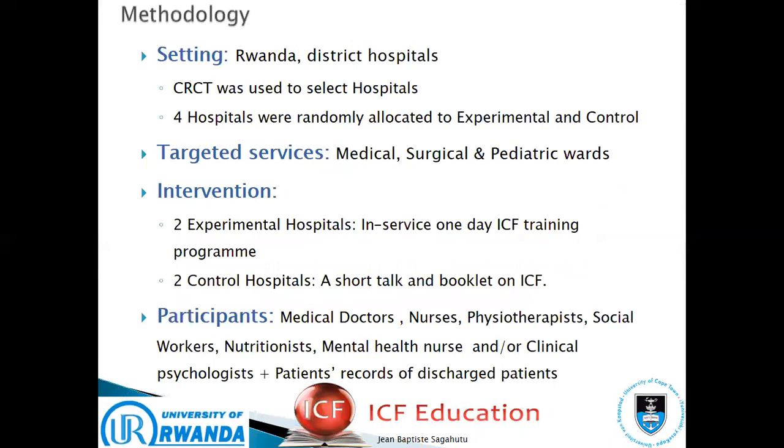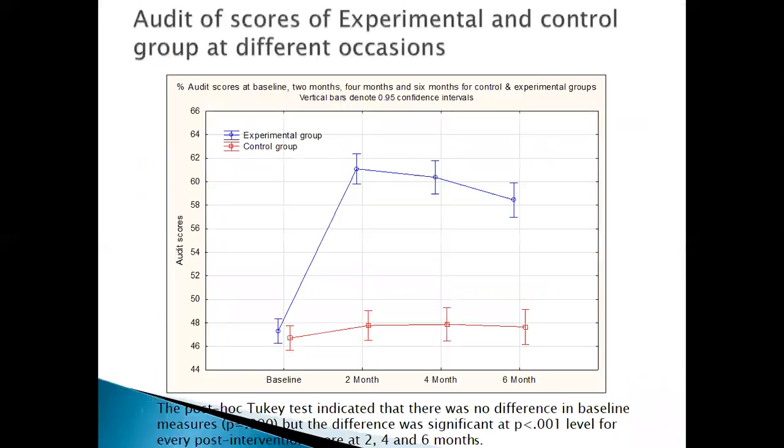It was done in Rwanda, specifically in the district hospitals. Four hospitals were selected, two in the experimental or intervention arm and two in the control arm. The intervention was an in-service one-day ICF training in interprofessional collaborative practice, and the two control hospitals had only a short talk about ICF. The participants were medical doctors, nurses, physios, clinical psychologists, mental health nurses, nutritionists, and social workers. Inpatient records were also examined using a self-developed checklist.